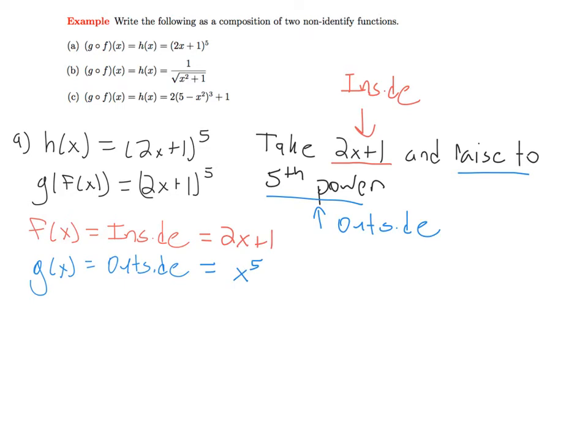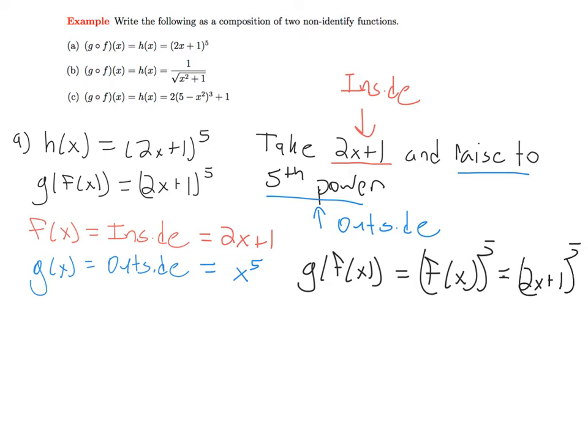And we can check our answer to see if this works. Well, what happens if I compose these functions in that indicated order? So I would take g of f of x. So I would take g of x, which is raised to the fifth power. So I take f of x and raise that to the fifth power. And yes, that would therefore give me 2x plus 1 raised to the fifth power. So that checks out.